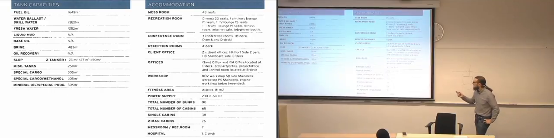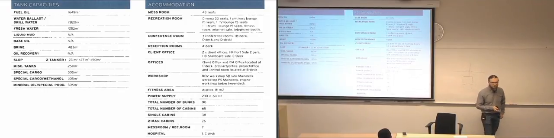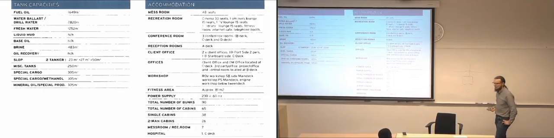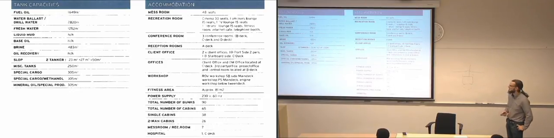Here's one I don't know what means. So they have an engine workshop that's below tween deck. I have no idea what a tween deck is. I'm not familiar enough with ships to be able to say what that is. So if anyone figures it out, please feel free to share it with me so that I can figure it out also.